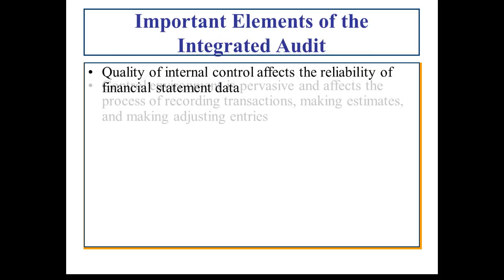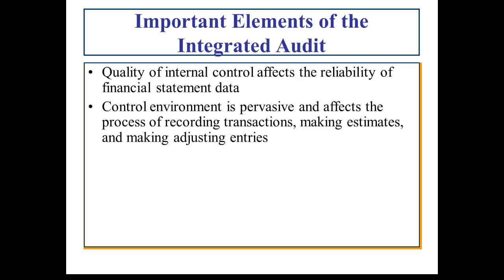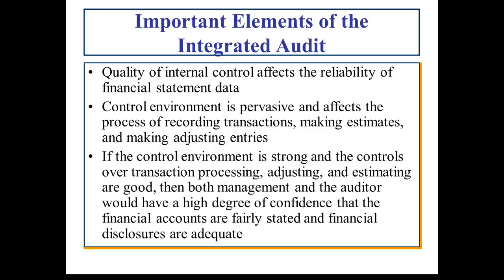So as we continue to talk about an integrated audit, the key pieces we need to look at are the quality of internal controls and how that ultimately is going to affect our financial statements and the data of our financial statements. If we can trust the internal controls and if they're really operating effectively, then we're going to be able to trust those processes and ultimately the information that's getting processed through the system. The control environment is pervasive.